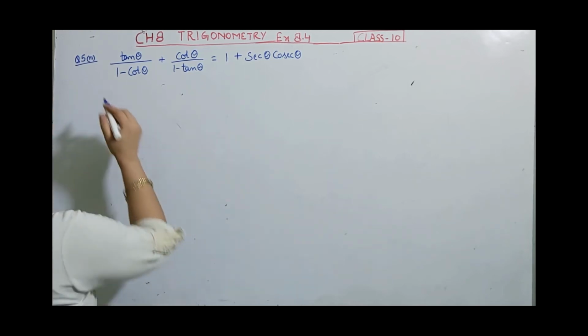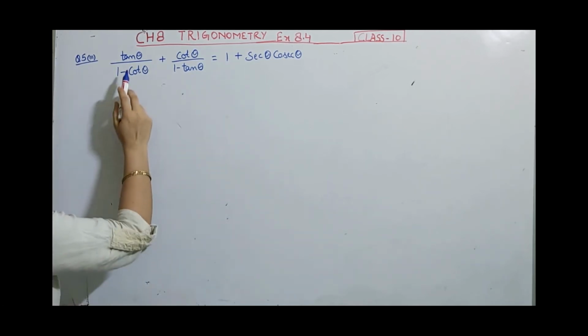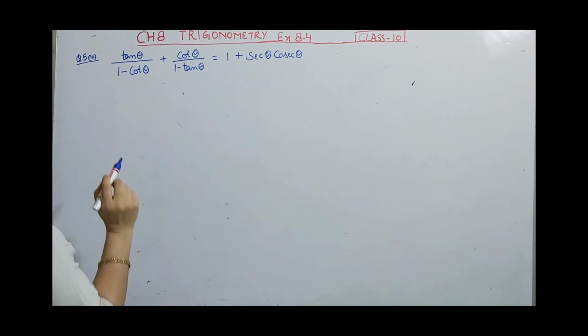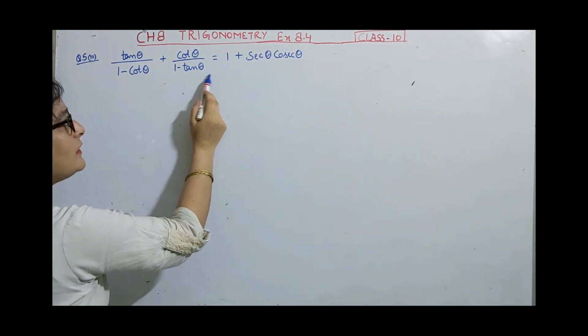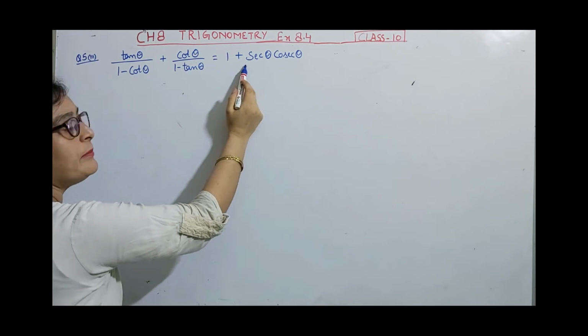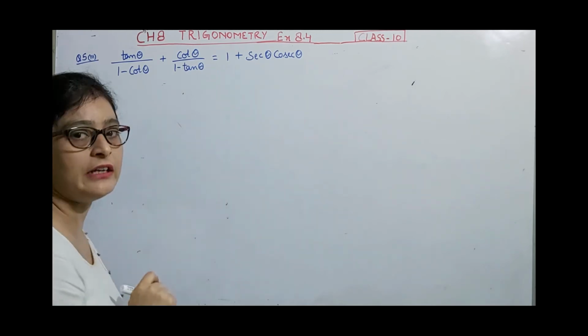Next question, third part of fifth question. Tan theta divided by 1 minus cot theta plus cot theta divided by 1 minus tan theta is equal to 1 plus sec theta cosec theta.